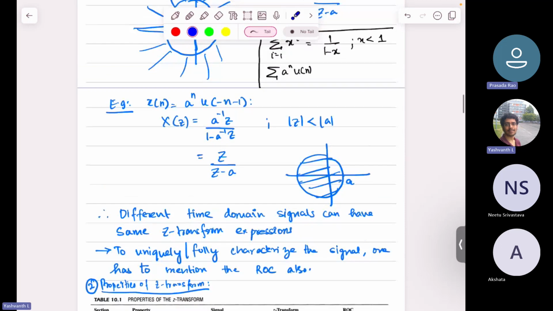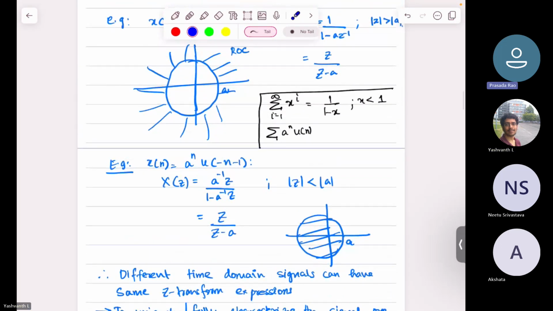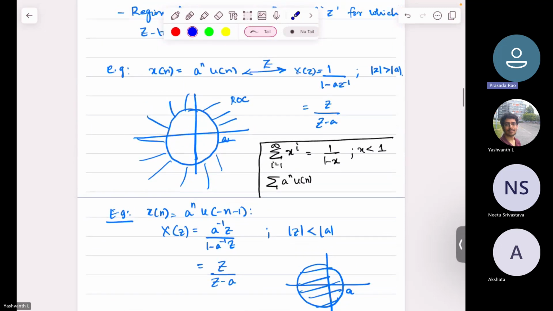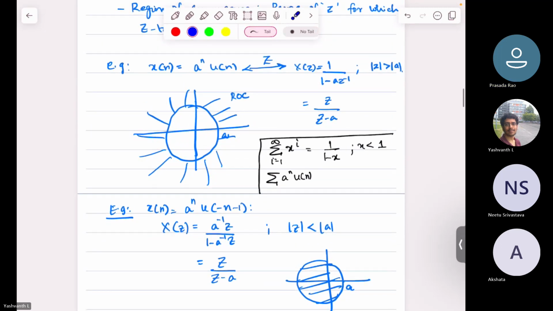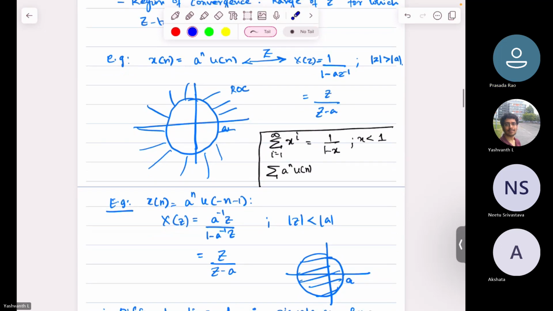Sir, in the Laplace transform, only when some function is multiplied with u of minus t do we get the same type of Laplace transform. But here, why is it shifted by minus 1, sir? No, so basically the reason is, if we shift by minus 1, what does it mean? Your u of minus n starts from only minus 1.